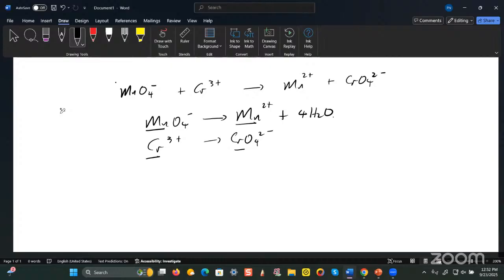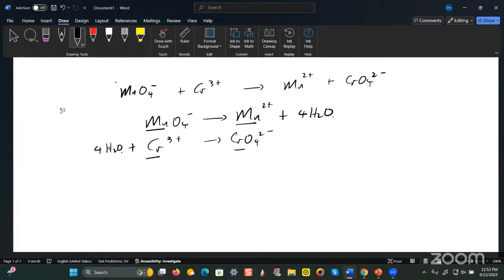Okay. What about the second half equation? To which side would you add water molecules and how many water molecules would you add? You would add 4 water molecules to the left. Exactly. 4 water molecules will be added to the left so that the 4 oxygens here will balance with the 4 oxygens here. Okay, very good.